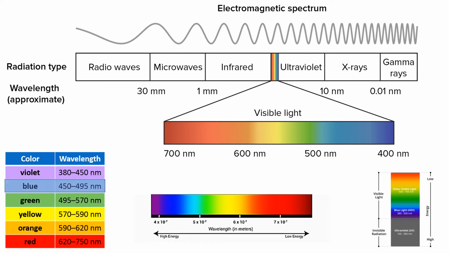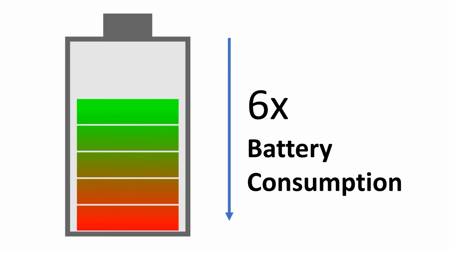And the next thing is that if you use dark mode, according to a Google survey from a few years back, it said that using dark mode in devices consumes 6 times less battery compared to light mode. So in that sense, using dark mode saves your battery a lot. 6 times means a lot.